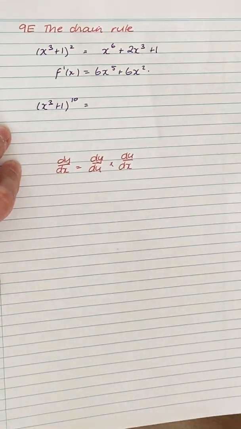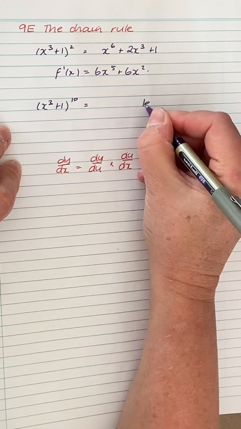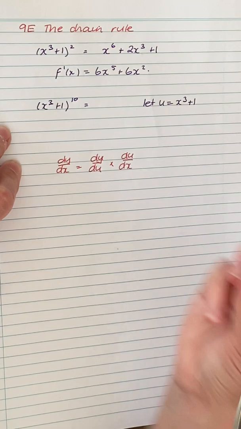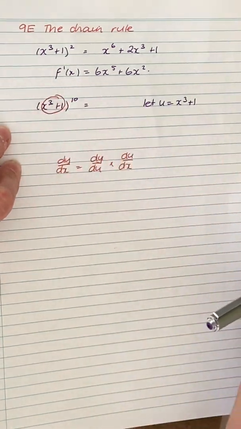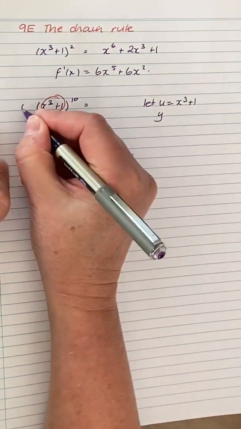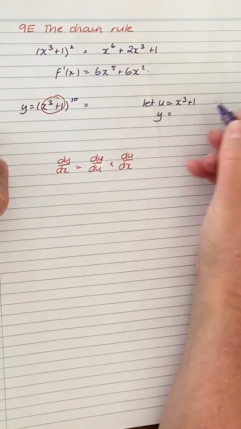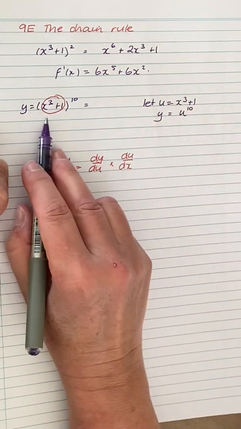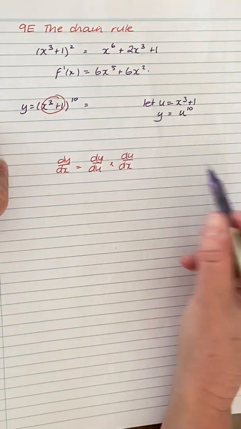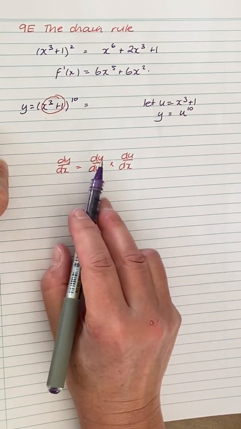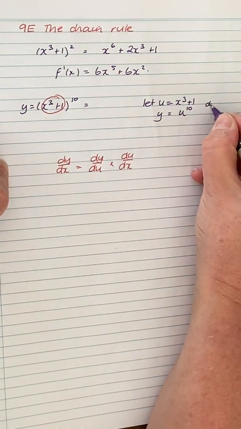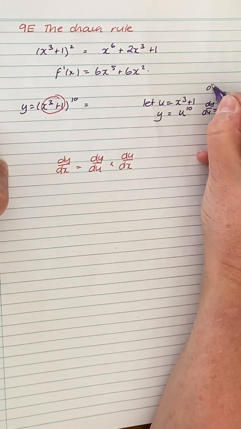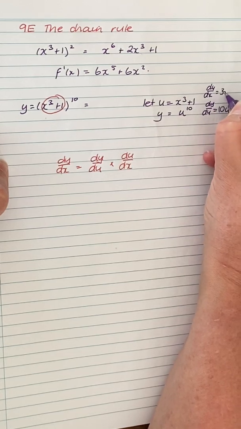So what we do is we look in here and we say, what we're going to do is let u be the inside bit, x cubed plus 1, this bit. So then y is whatever this expression is, u to the power of 10, because x cubed plus 1 is u. So when you go to differentiate it, you follow this rule. dy/dx equals dy/du. So dy/du is 10u to the 9. du/dx is 3x squared.